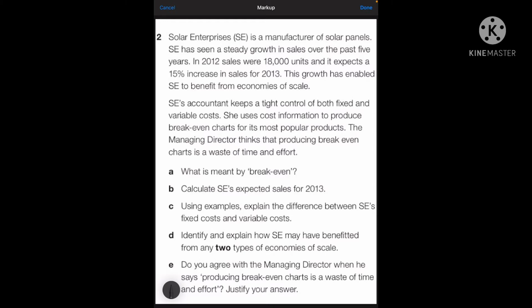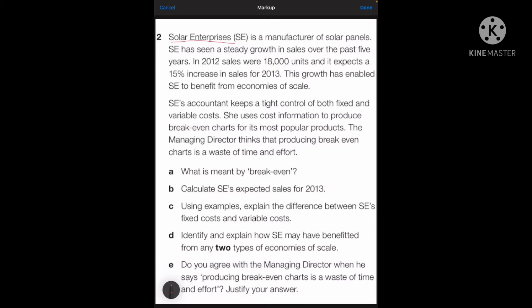Solar Enterprises is a manufacturer of solar panels. SE has seen a steady growth in sales over the past 5 years. In 2012, sales were 18,000 units and it expects a 15% increase in sales for 2013. This growth has enabled SE to benefit from economies of scale. So now one thing you have to remember is whenever you're writing your business paper, when you read the case study, what needs to come in your mind is underlining the key points in the case study, which means the things which you can relate in your answer.